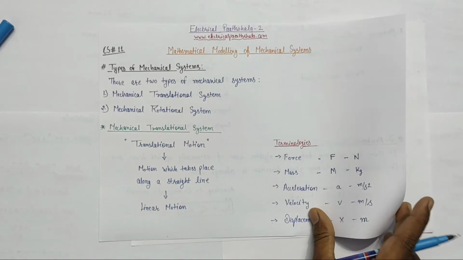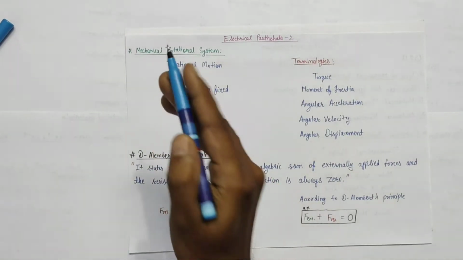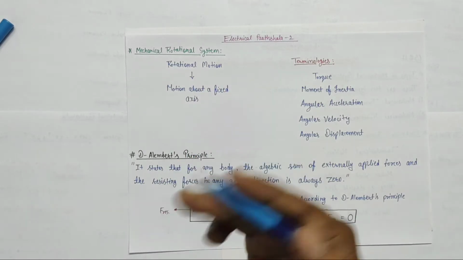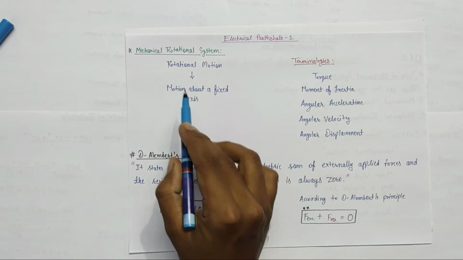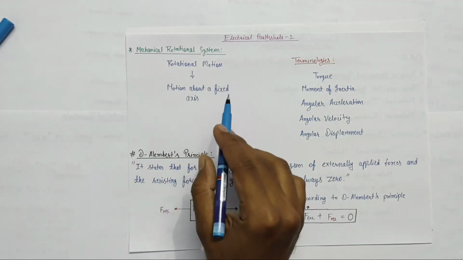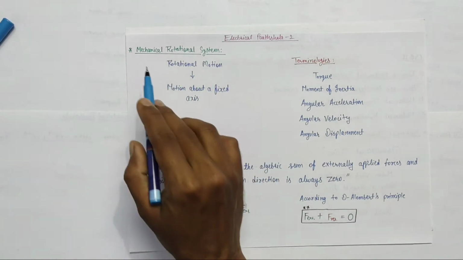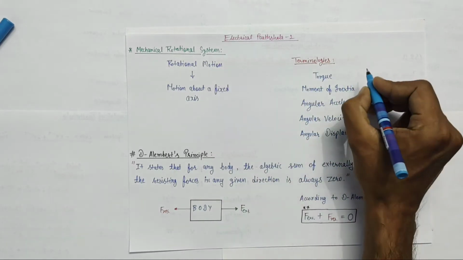So now let's talk about the mechanical rotational systems. So in mechanical rotational system, we talk about rotational motion. Now what is rotational motion? The motion about a fixed axis is called as the rotational motion. Or we can say when an object rotates about a fixed axis, then that motion is called as the rotational motion. Now again, for mechanical rotational systems, we use some terminologies which are torque.